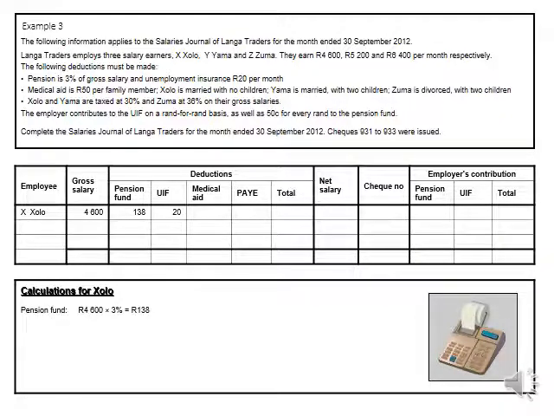UIF is straight 20 Rand. Medical aid is 50 Rand per family member. He is married with no children, so there are only two, so it's 50 Rand times 2, it will be 100. Pay as you earn for Zolo is 30%, so we need to take his gross salary times 30%. That equals 1,380. If we add the 138 plus the 20 plus the 100 plus the 1,380, it gives us a total deduction of 1,638.